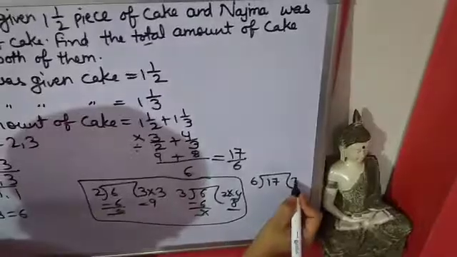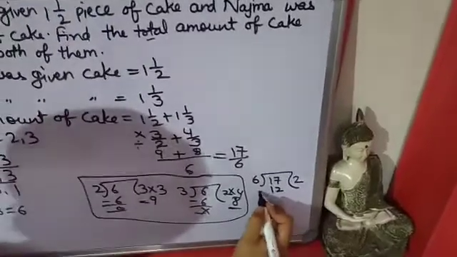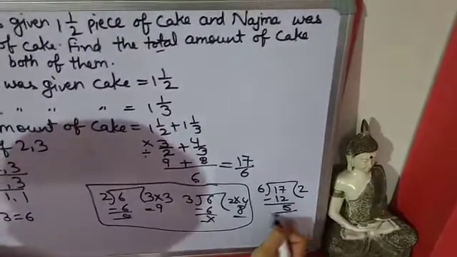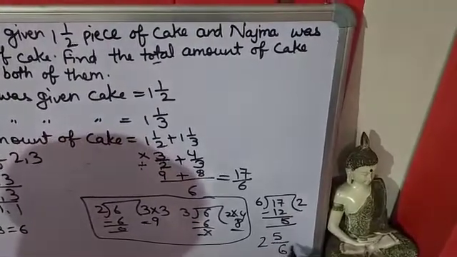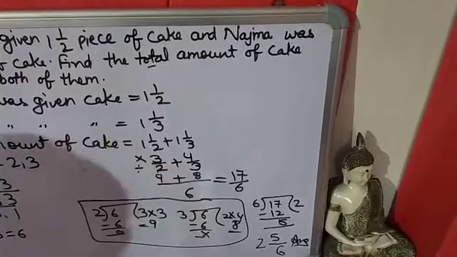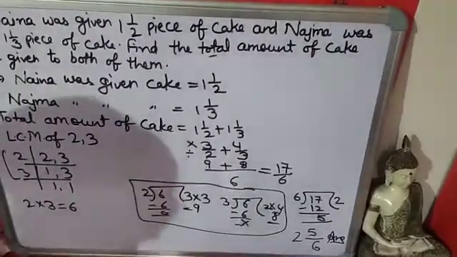So it will be 6 twos are 12, so 2 5/6. This is the answer: total amount of cake given to both of them.